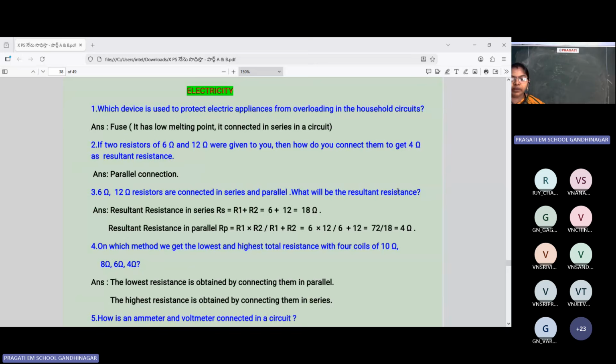Yes, this is about the human eye and the colorful world. Coming to electricity, it's a very important chapter. Already we discussed 8 marks in this electricity lesson: Ohm's law verification, resistors in series, resistors in parallel, and current bill problem. Better concentrate on the current bill problem and also definitions: electric current, power, voltage, resistance, specific resistance.